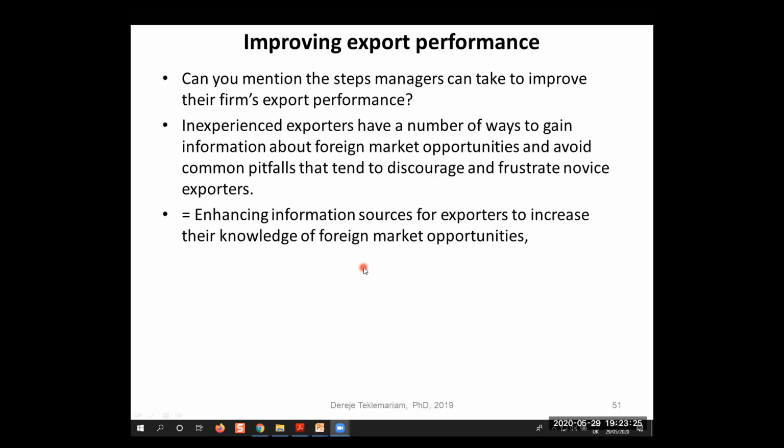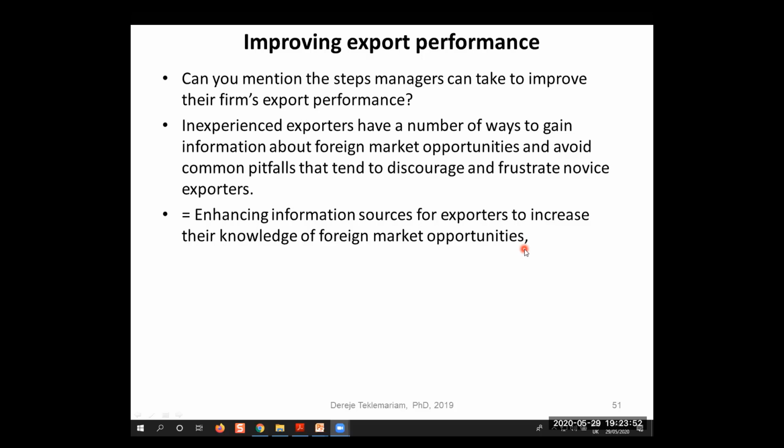Even enhancing the knowledge of foreign markets. And for cases, for example, to teach such international business courses, the first person to be invited is not the professor of international business. The first person to be invited for such practical lectures is one of the best export performers.